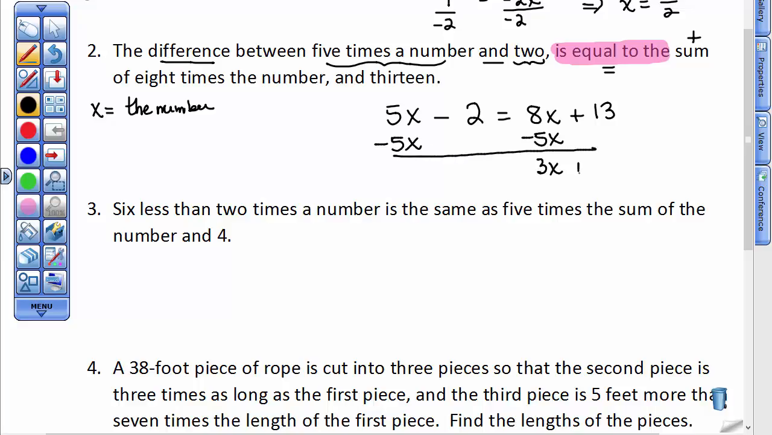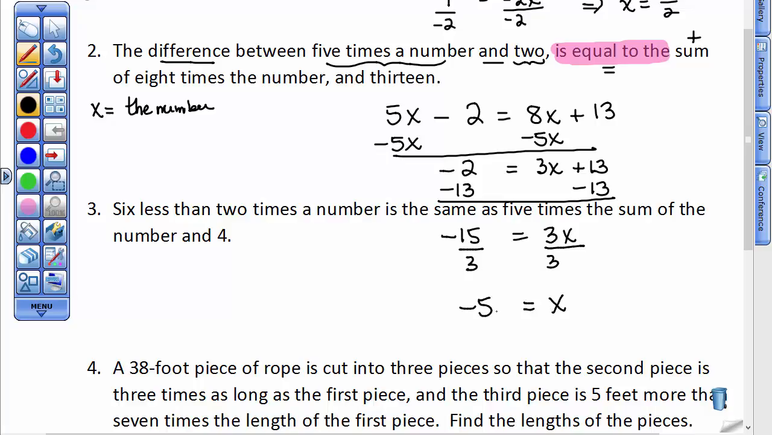Now I will subtract 13 from both sides. Don't forget the negative sign with your 2. So let's subtract 13 from both sides. I see I did not give myself enough space. This is equal to a negative 15. And then we'll bring the 3x down. And now we'll divide both sides by 3. And we'll find out that x is equal to a negative 5.